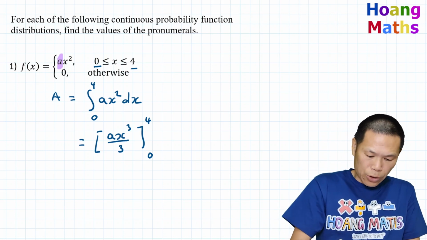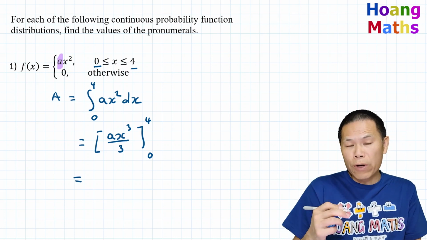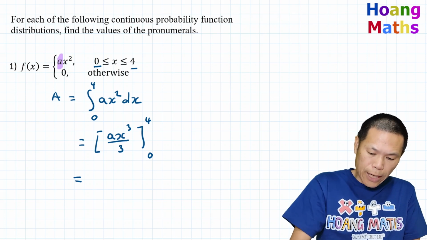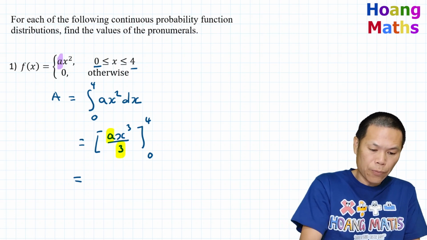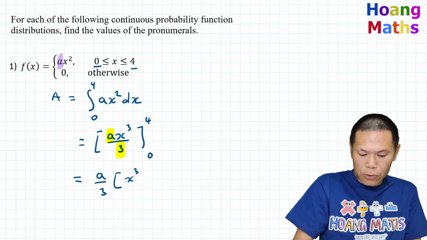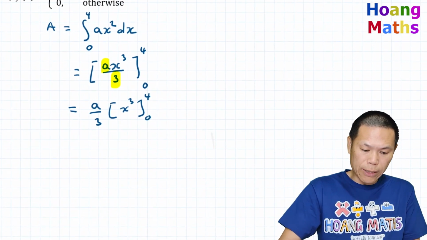Now what I do is evaluate this by replacing x with 4 and x with 0. I can just take a over 3 out, which makes it easier. So let me write this down: a over 3, x to the power 3, from 0 to 4. That is exactly the same.